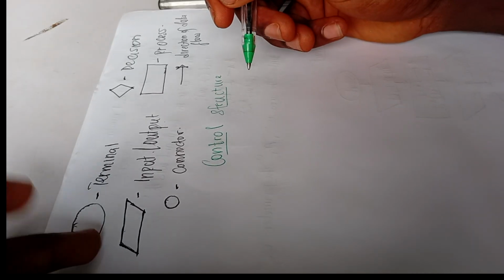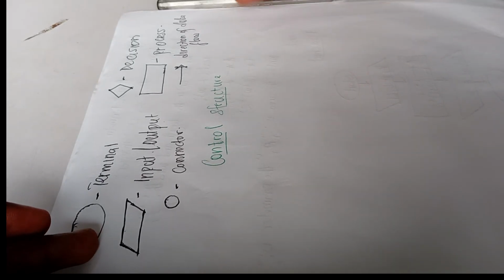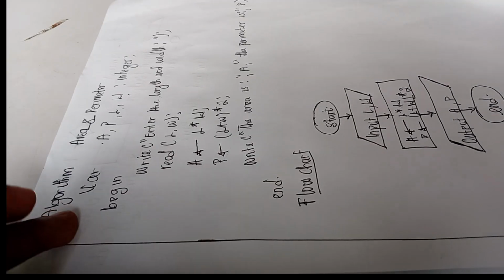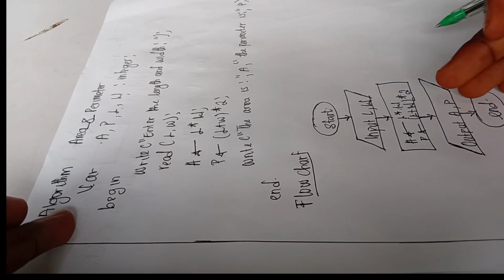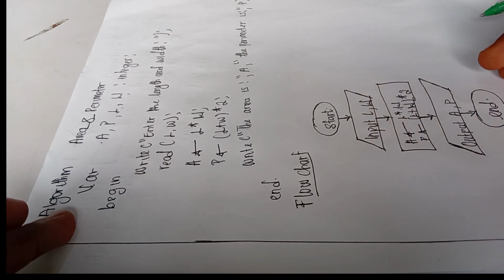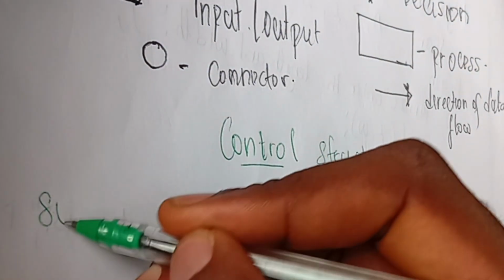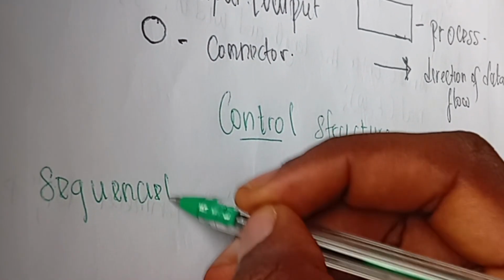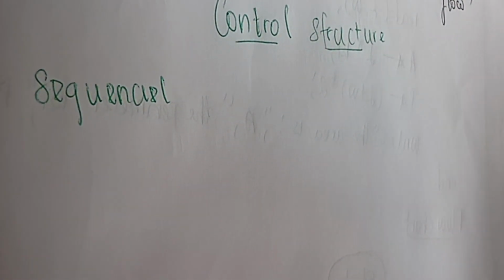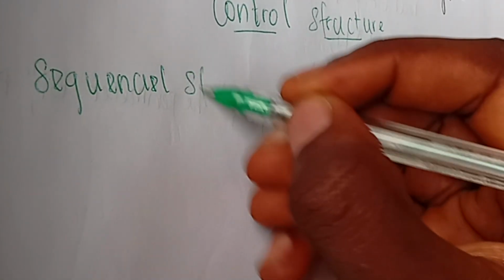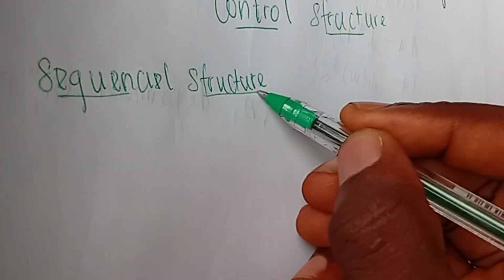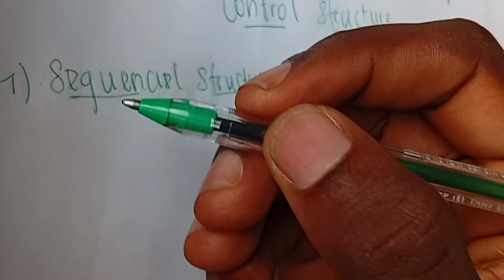Now there are types of control structure. We are going to see the serial or the sequential control structure, which is this. We see that all the algorithm gets executed in a linear manner. So with the sequential control structure, the algorithm gets executed in a sequential manner. That's the first control structure we're going to be looking at.